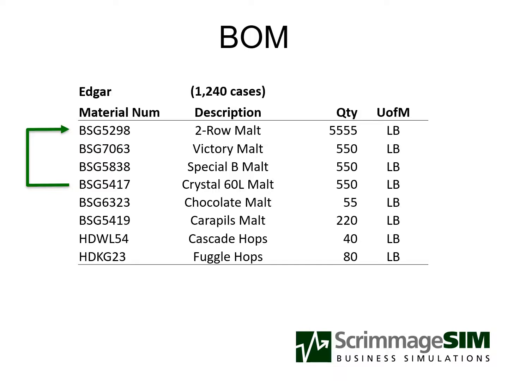We look at the bill of material. There's 2-row malt that's going to be used directly in Edgar Ale. Also, we're going to look at Crystal 60L malt, a specialty malt that we're going to roast from the 2-row malt. So again, there's a direct usage of 2-row malt in Edgar Ale, but also a usage of 2-row malt in the specialty grains, and we'll focus in this example on the Crystal 60L malt.